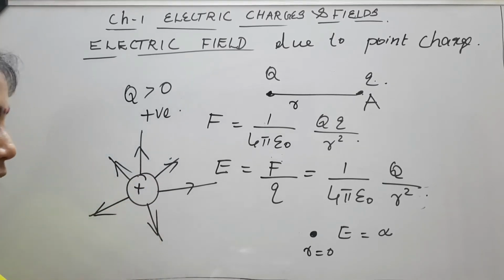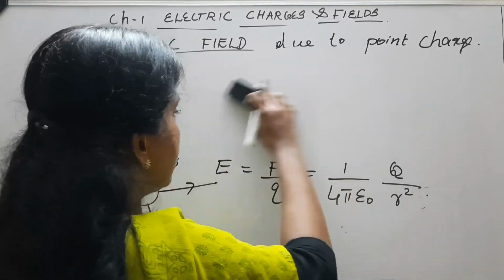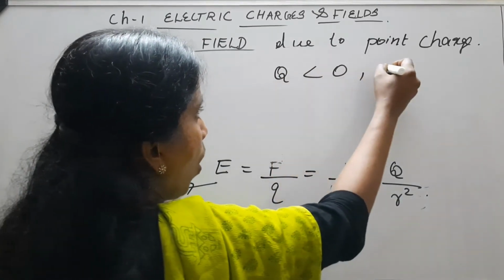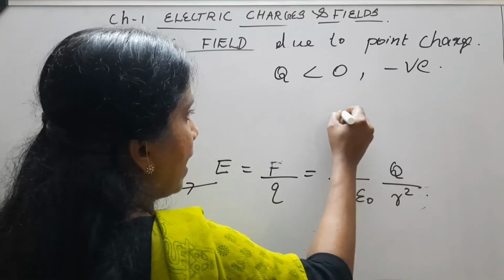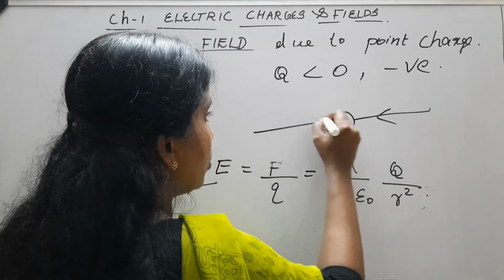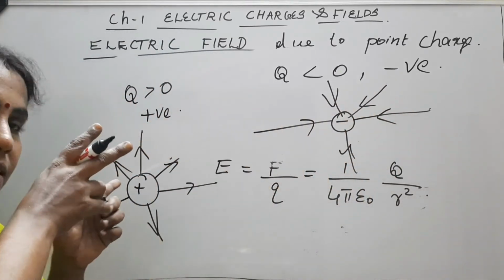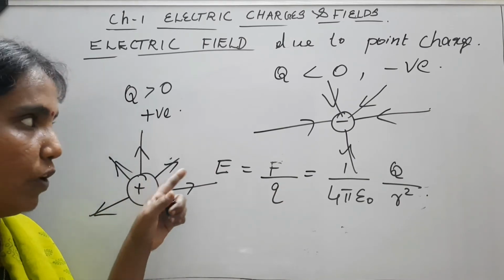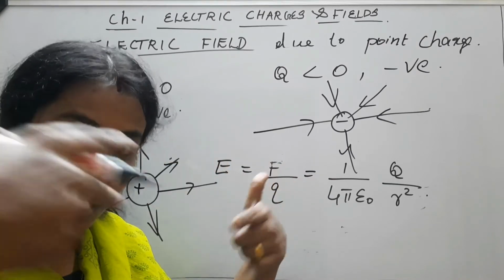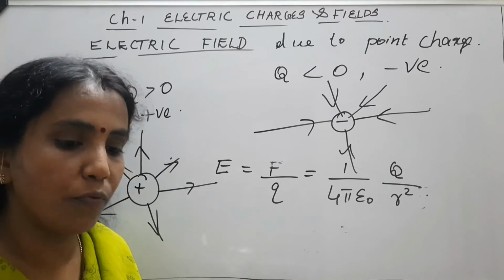On the other hand, if the charge is a negative charge, that means if Q is less than 0, or negative, the direction of electric field is into, that means radially into or towards the charge. In the case of positive charge, the electric field is away, radially outward, and in the case of negative charge, the direction of electric field is towards the charge. So this is the case with the direction of electric field.